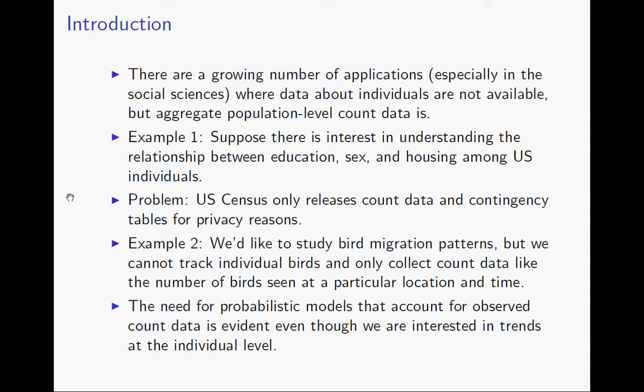Now, suppose we'd like to study bird migration patterns, but we cannot track the individual birds, and can only collect count data like the number of birds we see at a particular location and time. So these two examples suggest the need for probabilistic models that account for observed count data, even though we're interested in trends at the individual level.